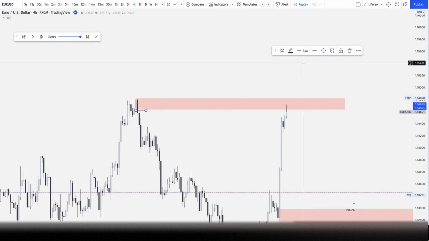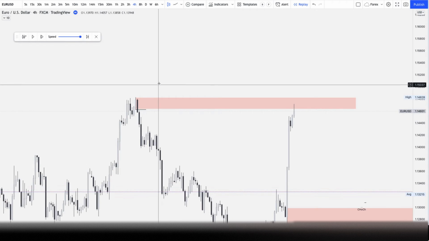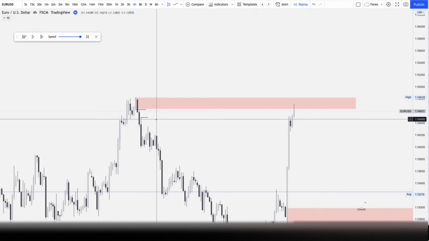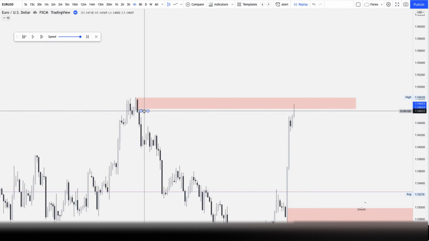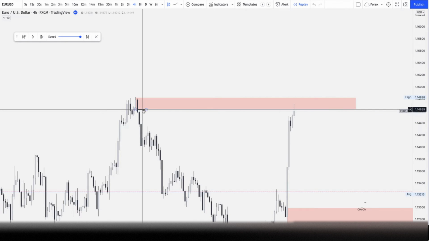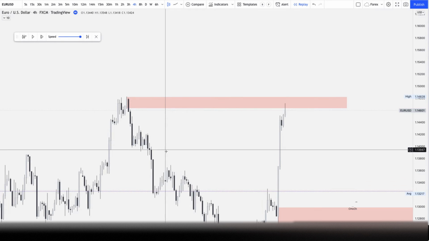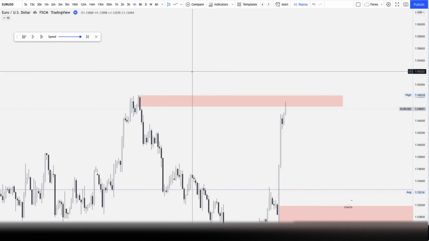Well, I'm just going to change that. Okay, so in this case here, I would look at this area here, but you also have this tiny little fair value gap that was unable to mitigate. So price is coming up to start to fill these zones, okay?